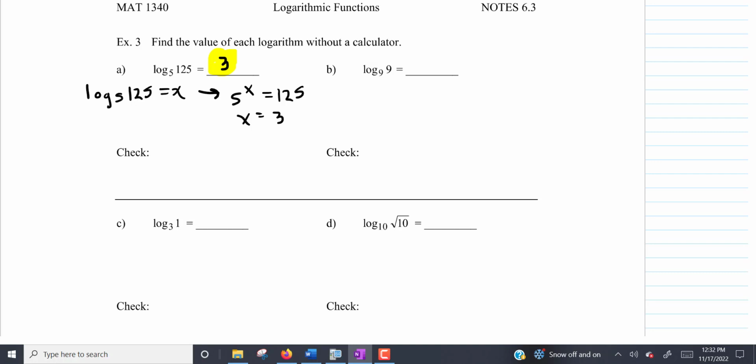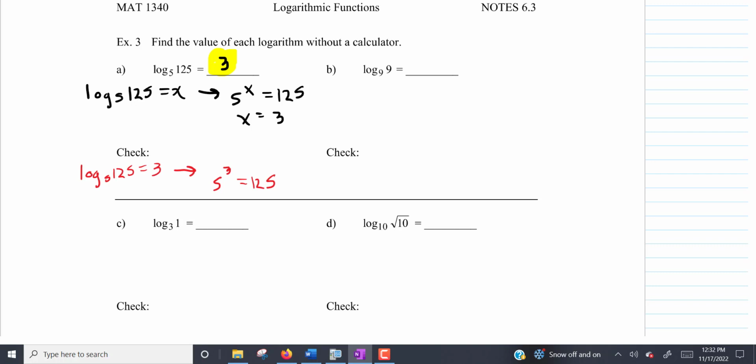All right, so here's how you check. So go ahead and just write down log base 5 of 125 equals 3. That's what we figured out in our head. Well, all you got to do is write that in exponential form. So that would be 5 to the third is 125. If you don't know what 5 to the third is in your head, you could certainly take your calculator and prove that it's 125. That's the idea, okay?